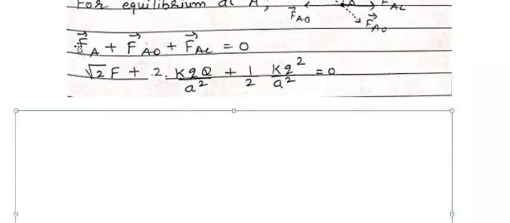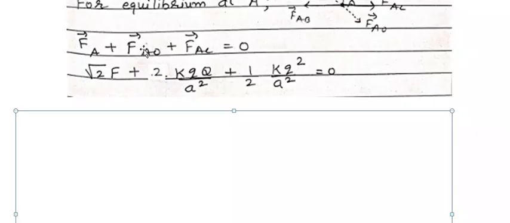Similarly, for equilibrium at A, here you can see the diagram. Here force FAO, because only if the charge is negative can we achieve an equilibrium, so it is towards the center O, and FA, because it is a resultant force of B and D, is in the outward direction. So FA plus FAO plus FAC equals 0, then only we can say the system is in equilibrium. So FA equals root 2 F, FAD equals 2KQ into capital Q upon A square plus 1 by 2 KQ square by A square.